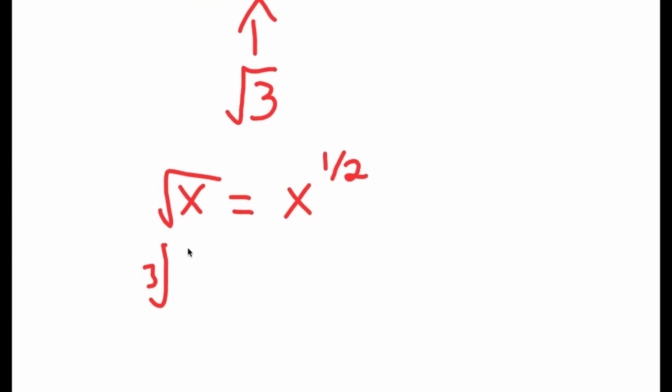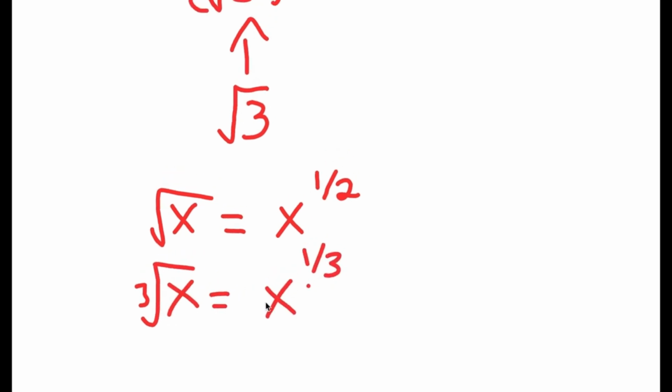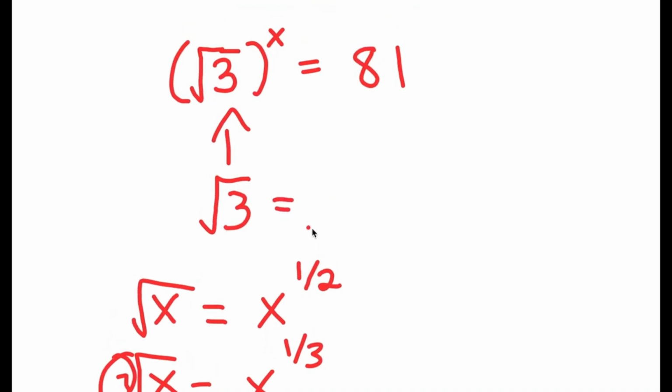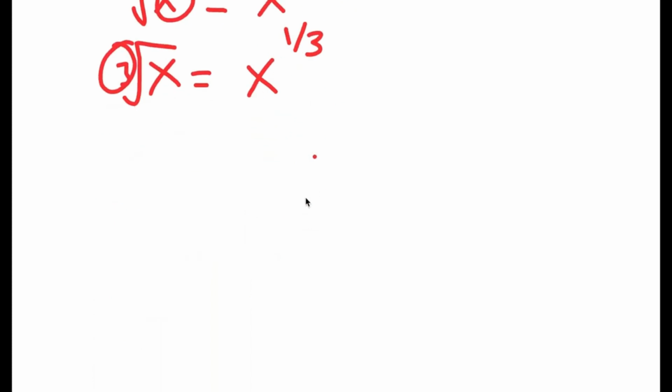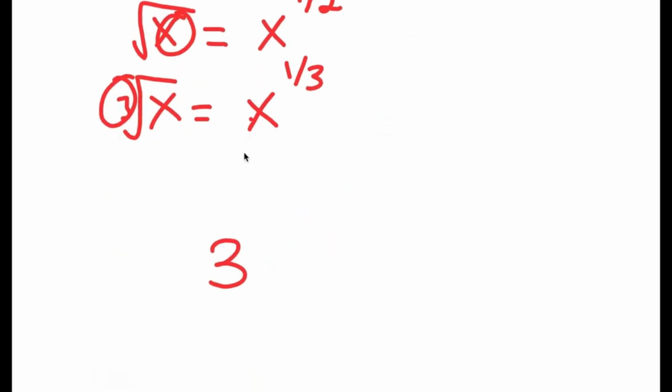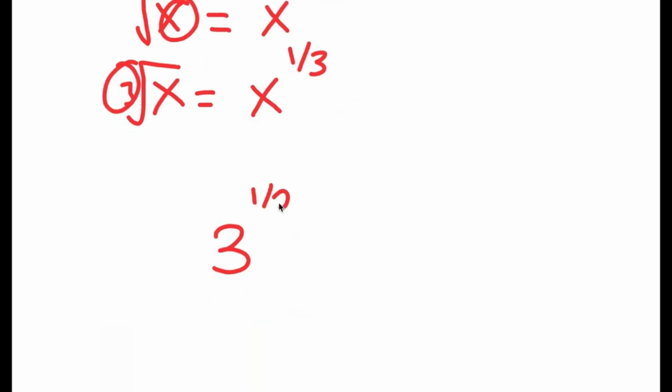And the cube root of a number is that number to the power of 1 over 3, because we have a 3 over here. So the square root of 3, we can think of 3 as x in this case, and we can rewrite this as 3 to the power of 1/2. So now, if I substitute in 3 to the power of 1/2 for the square root of 3, I get 3 to the power of 1/2, to the power of x, is equal to 81.